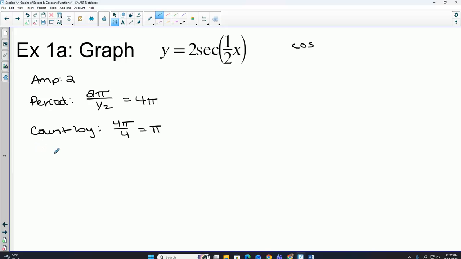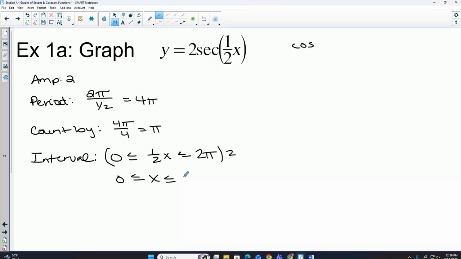Okay. Do we have to do an interval on this one? No. The only time you have to is if you have things added or subtracted. But if you're not sure, it doesn't hurt anything to do it. So you certainly can. We just put the angle in between 0 and 2 pi. So then we multiply everything by 2, so we just get that we're going to start at 0 and end at 4 pi.